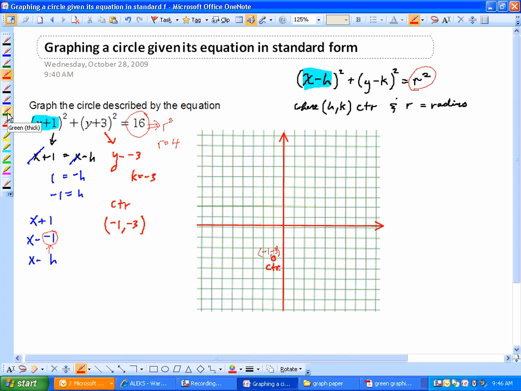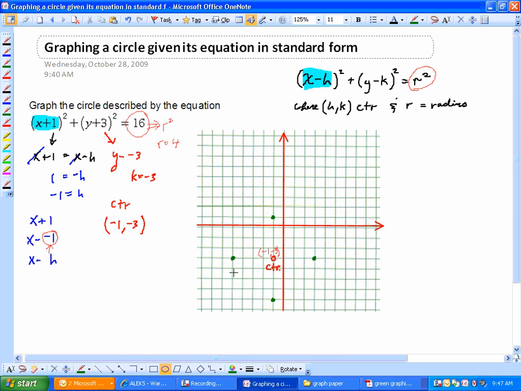Well, what does that mean? If I go 4 in any direction, it should lead me to a point. So up 4, I can go there: 1, 2, 3, 4. To the left 4, down 4, to the right 4. And now I have 4 points that represent 12 o'clock, 3 o'clock, 6 o'clock, and 9 o'clock on my circle. So all I have to do is put the circle on there now.